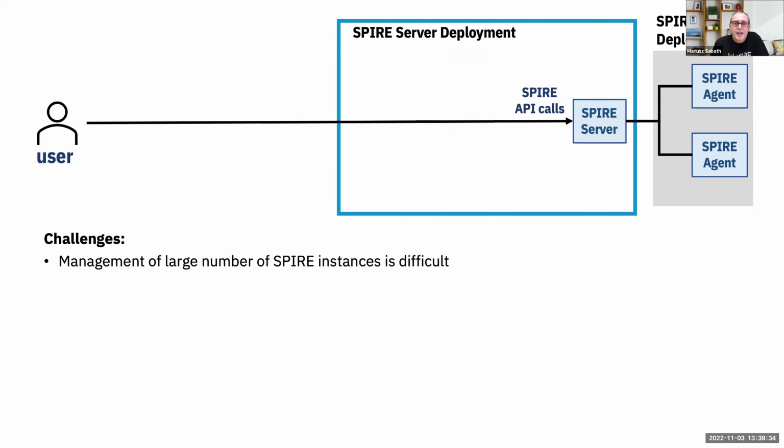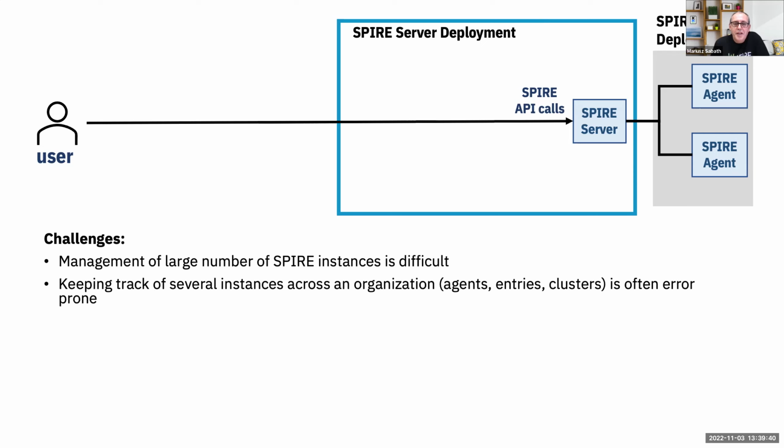The management of a large number of instances is difficult and time-consuming. When the organization has SPIRE deployments across various clusters and different locations, keeping track of several SPIRE instances, all the agents, and entries is hard and often error-prone. So we need custom tooling for managing SPIRE at scale.